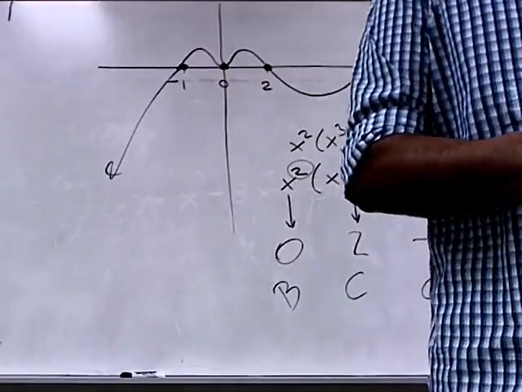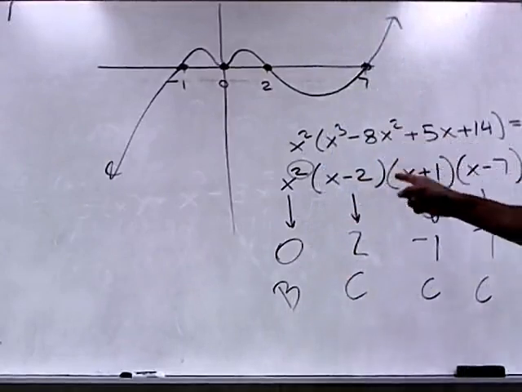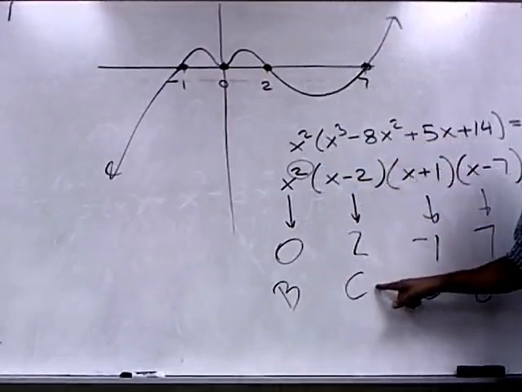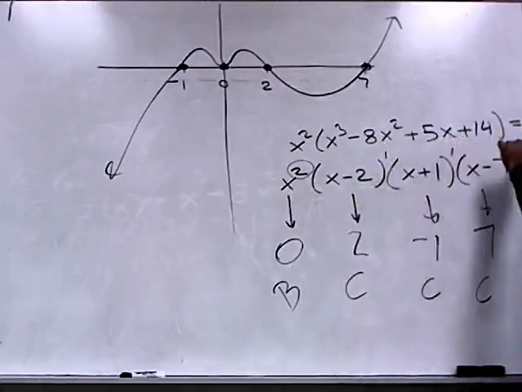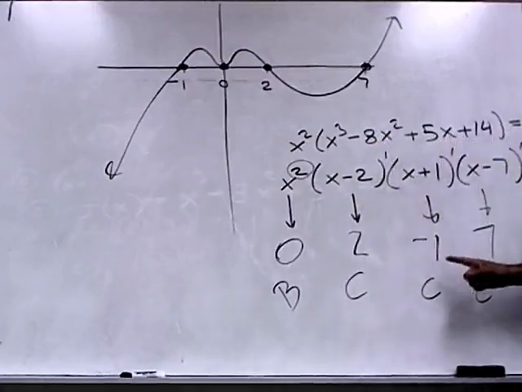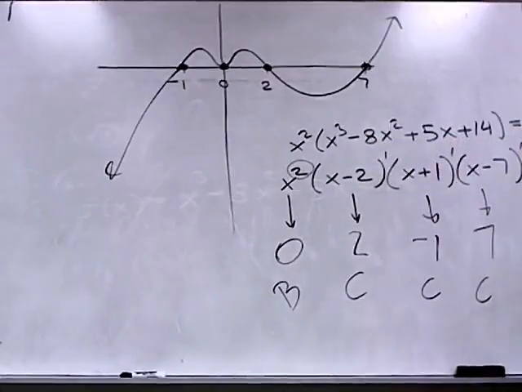Y'all look thrilled. Cross or a bounce? What's that? The 2. Looking at what you said, it's a cross here, because the power on the factor is 1. If the power on the factor, right? And remember, it's not the number. It's not if the number's odd or even. It's if the power on the factor is odd or even.